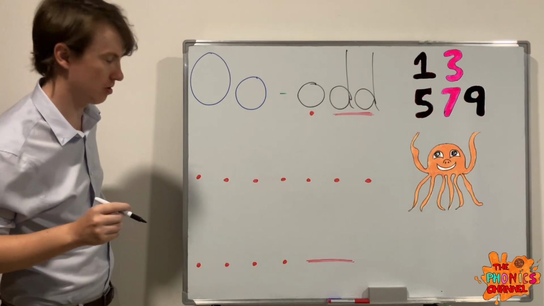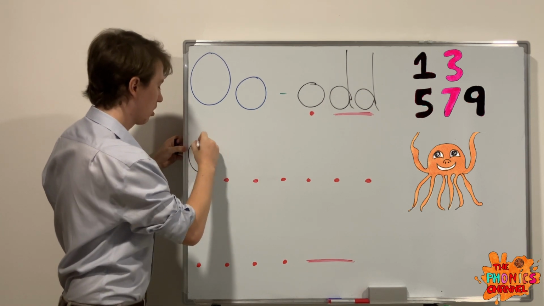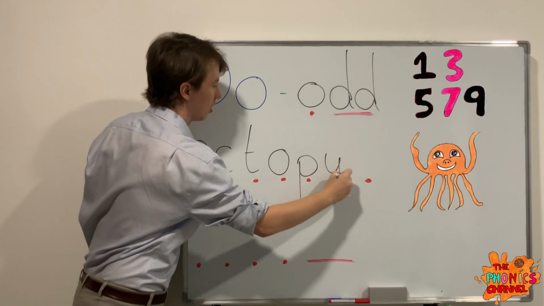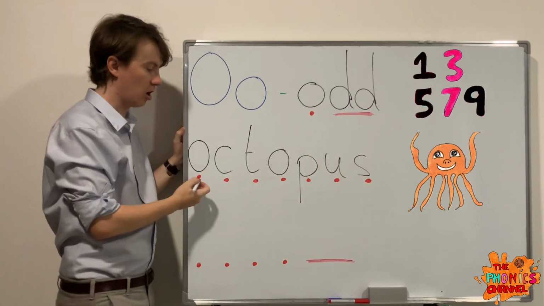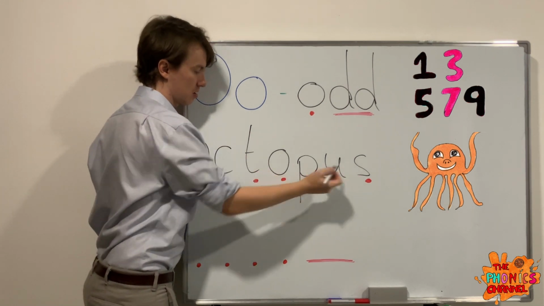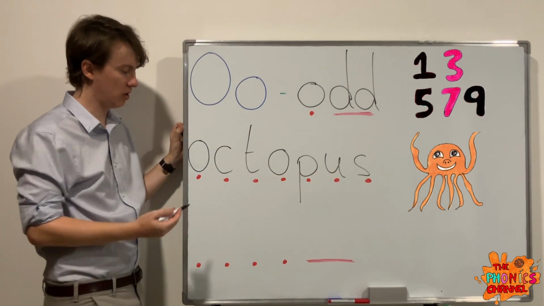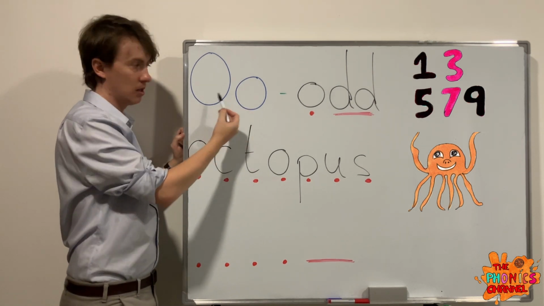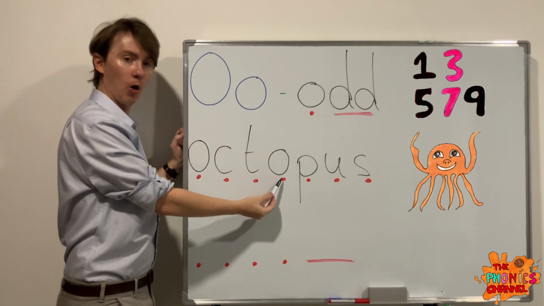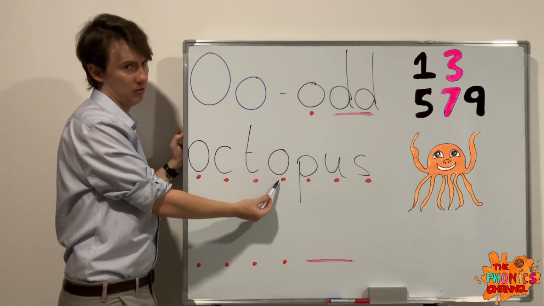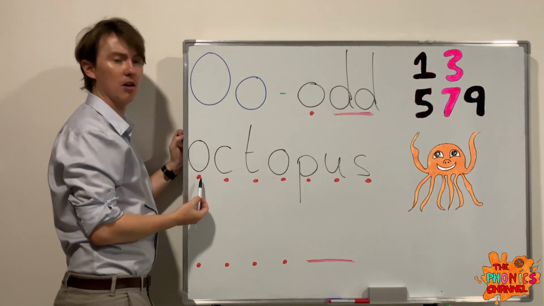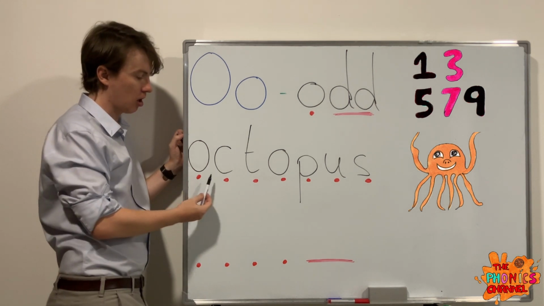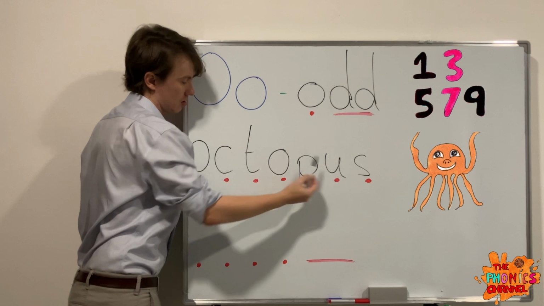Okay, octopus. Okay, o, k, t, o, p, s. Octopus. O, k, t, o, p, s. Octopus. Okay, so here we have the O sound and we have the O sound as well. So sometimes this letter can make the O sound. Not very often, but it can. Okay, so it makes the O sound and O sound in the same word, which is interesting. O, k, t, o, p, s.